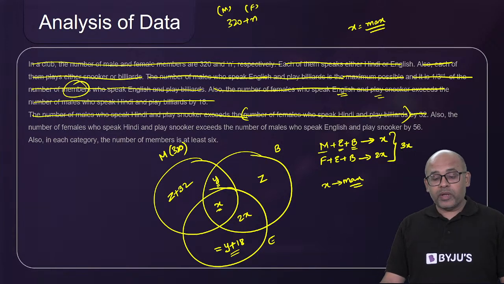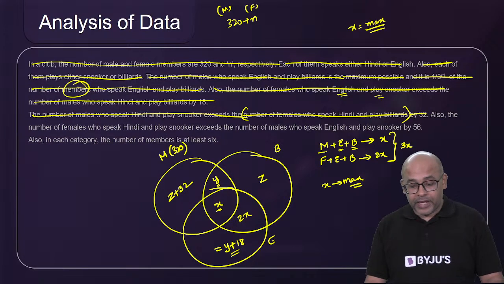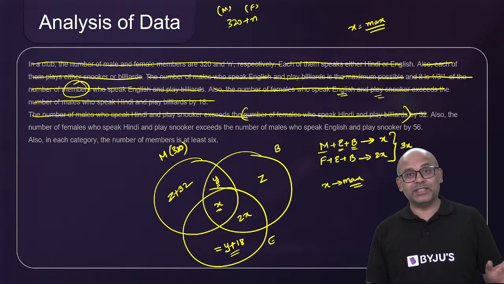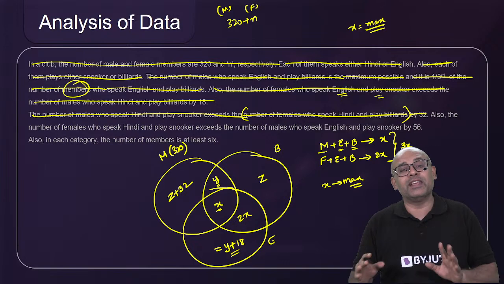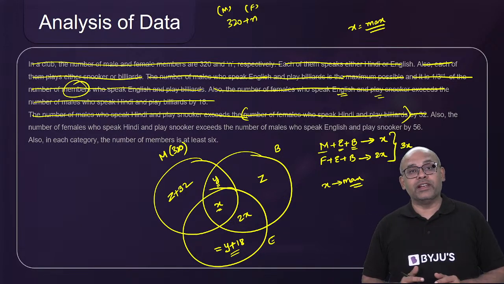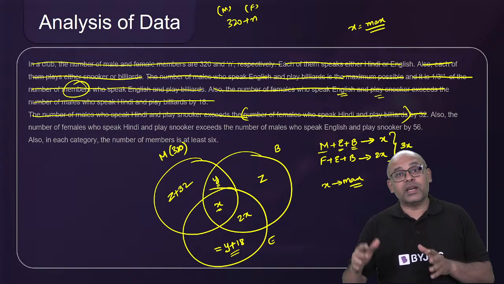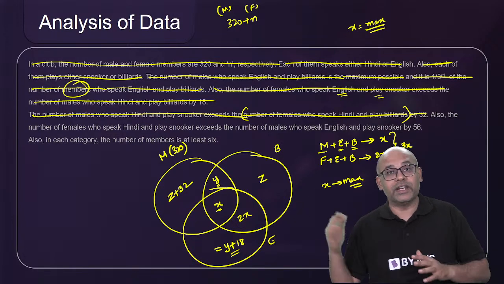Also, the number of females who speak Hindi and play snooker. Again, as I said, this is not an easy question. You have to go through everything very clearly and write down everything very clearly. That is the reason why I am saying these are moderate plus, touching difficulty level questions.